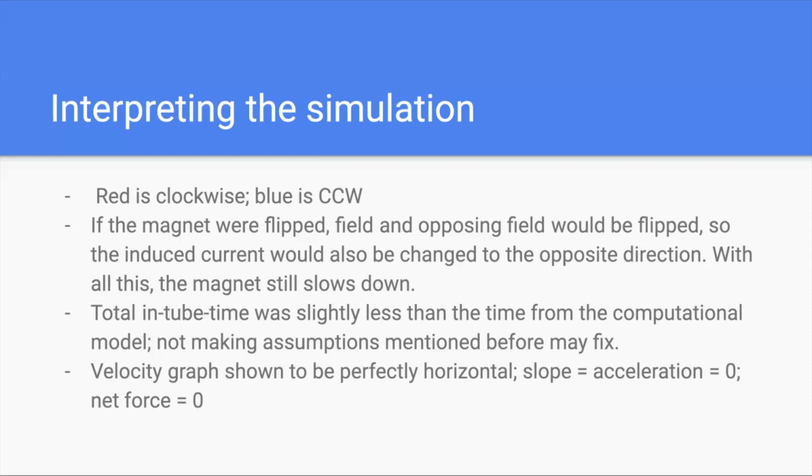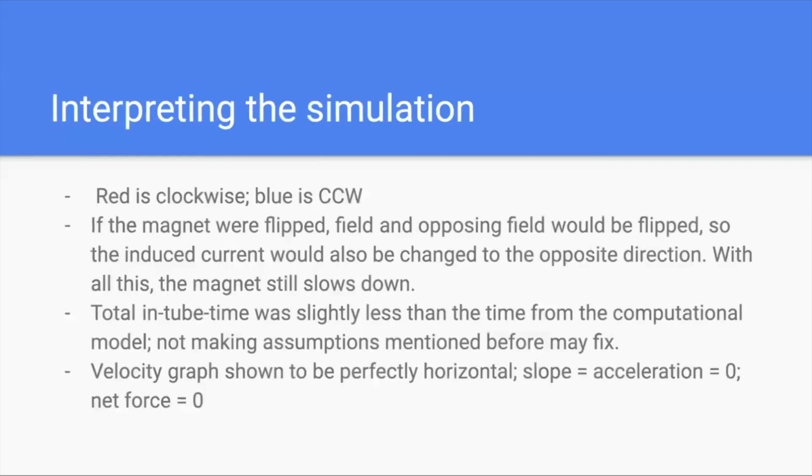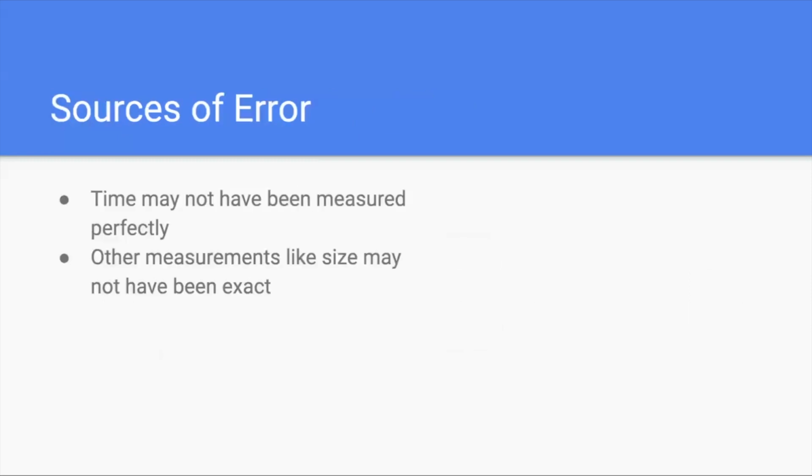And the velocity graph was shown to be perfectly horizontal, as you can see here, which implies a slope of 0, which is an acceleration of 0, which is equal to a net force of 0 by Newton's second law. Some sources of error may be that the time may not have been perfectly measured, and that other measurements like size of the magnet in the tube may also not have been exact.